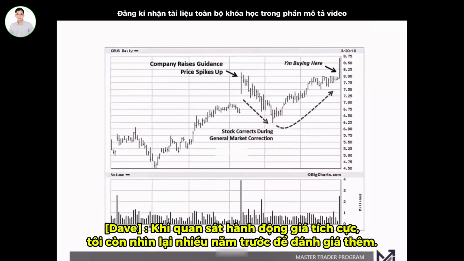The other thing about seeing positive price action in the months before, I even look back years.